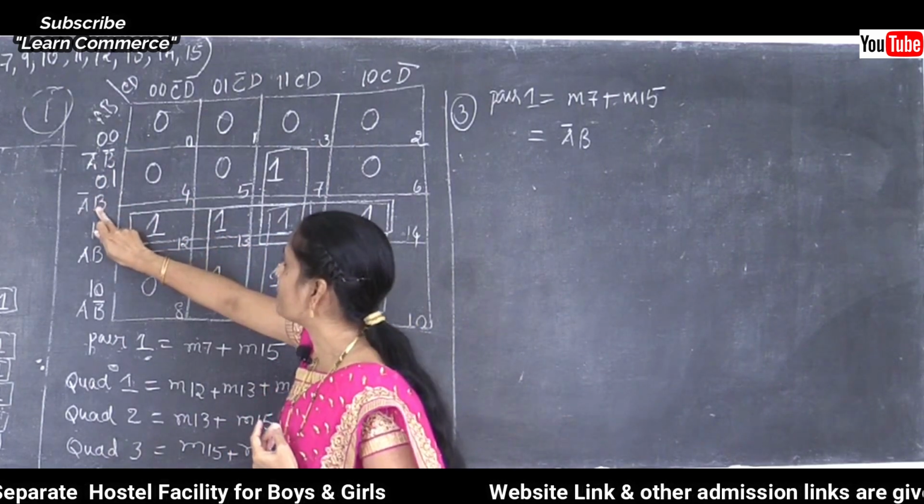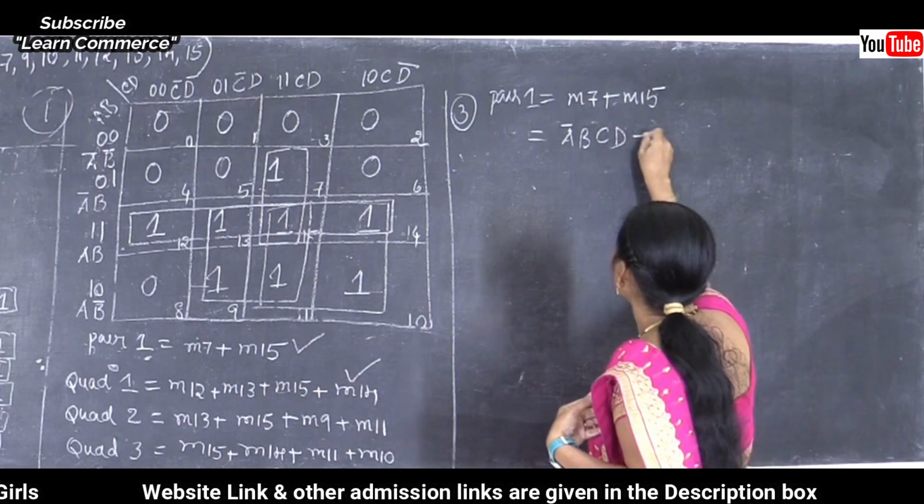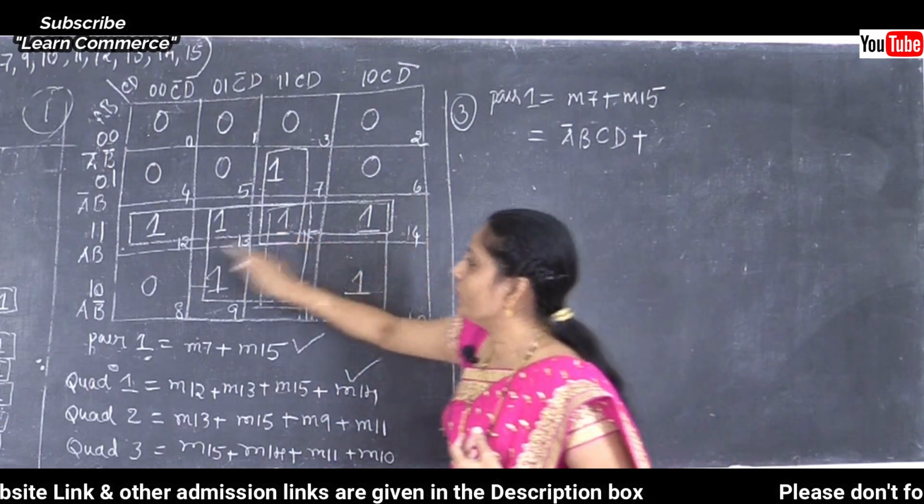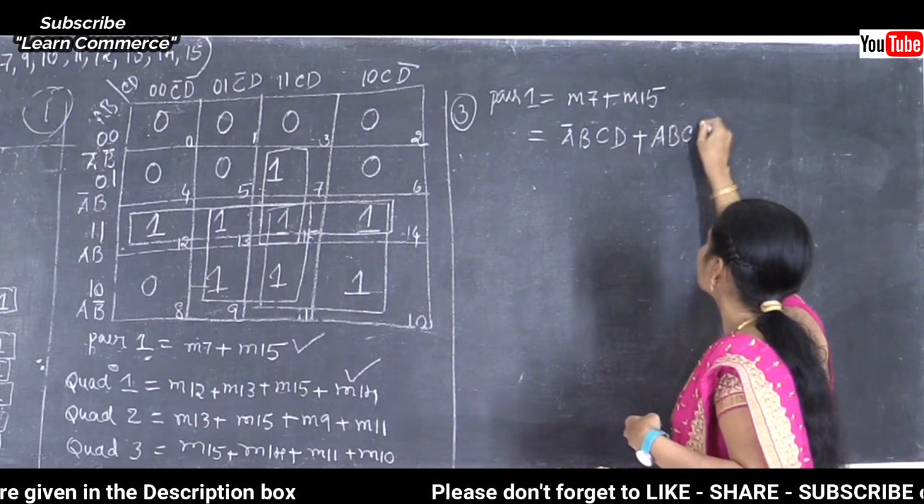Now I want to use this value: complement A, B, and next one is C, D, and after that the 15th value, that is A, B, C, D. Okay, A, B, C, D.